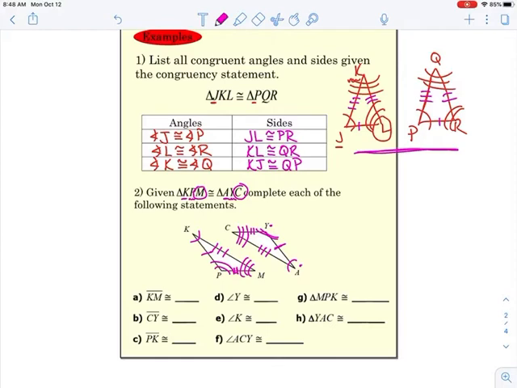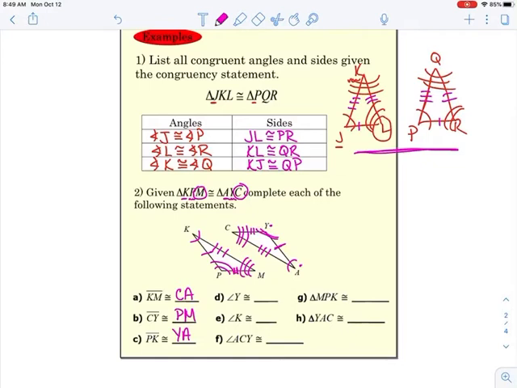And now I can fill in all my pieces here. So KM is the side that has 3 hash marks. So when I look at my other triangle, the side that has 3 hash marks is CA. CY has 2 hash marks. Looking in my left-hand triangle, the side with 2 hash marks now is PM. And then PK has 1 hash mark, and that's going to correspond to the other triangle that has 1 hash mark, which would be YA.